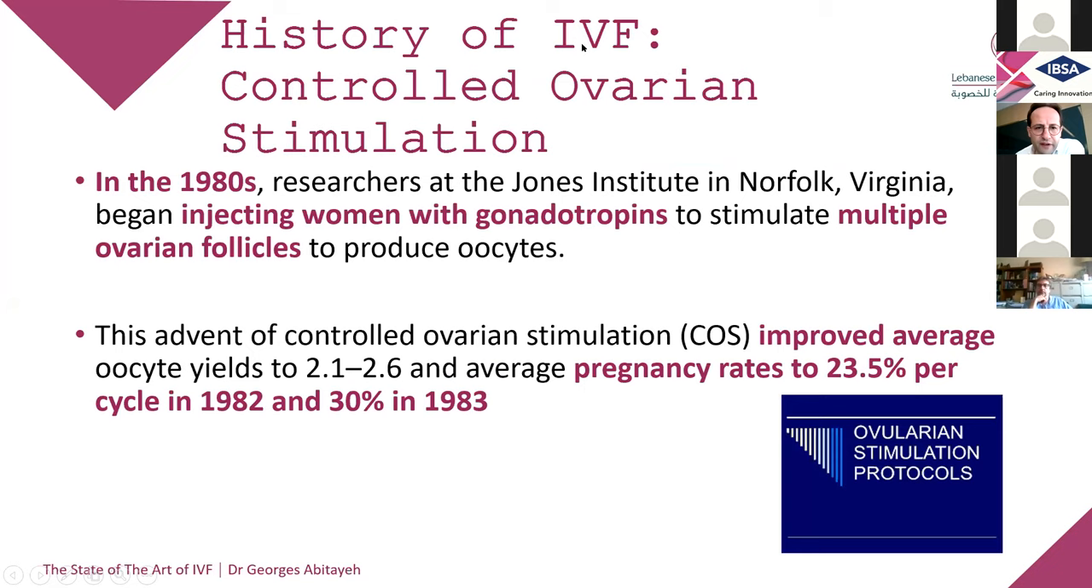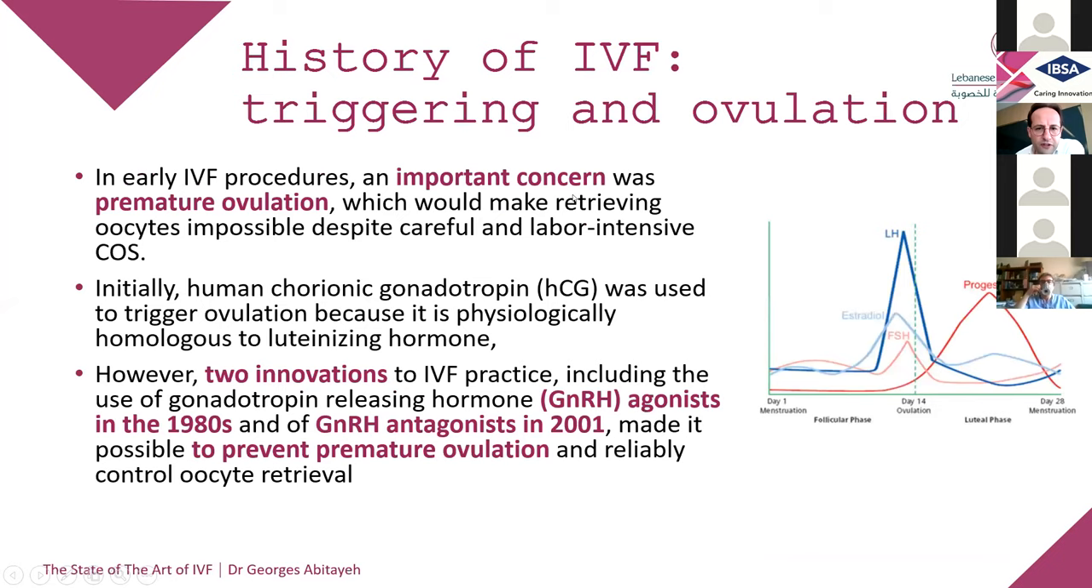After this, the important concern of the stimulation was premature ovulation. For this, we organized things to have a controlled ovulation, a good triggering to have the best ovulation we need. Two innovations: the agonist in the 1980s, and in 2001 the antagonist. All this to prevent premature ovulation and to have better treatment and better timing.